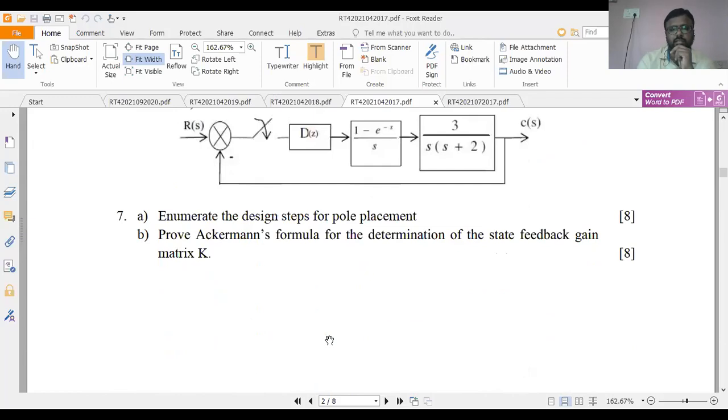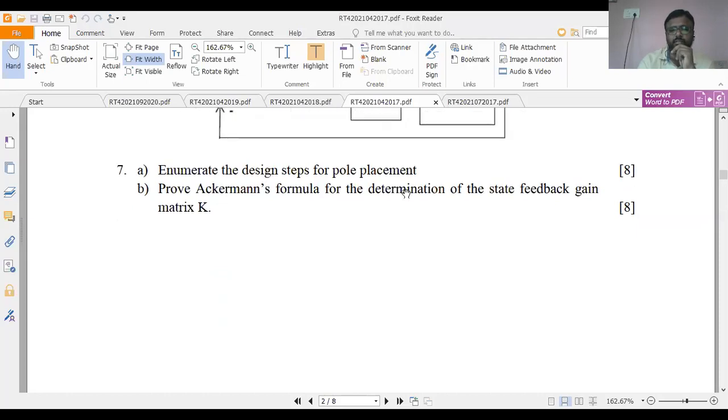And he has asked us this one. This is the diagram which is used for the calculation of the pulse transfer function. This is the zero order hold circuit, and this is the G(s) value. Okay, and this is the closed loop circuit which is used for determination of the pulse transfer function.